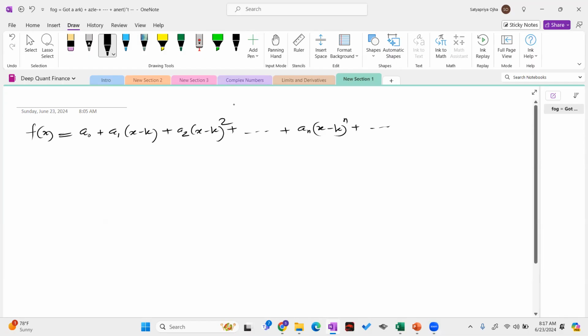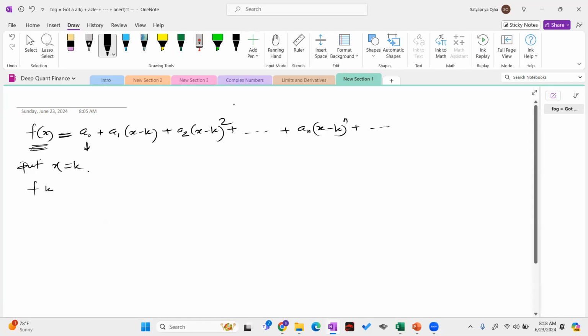Our objective is to find out the coefficients. How do I find a0? There is a trick. This function would be given to you, some known function, right? How do you find the a0, which is the constant coefficient? Any ideas? Okay, you're saying x equal to k. That's correct. Put x equal to k.